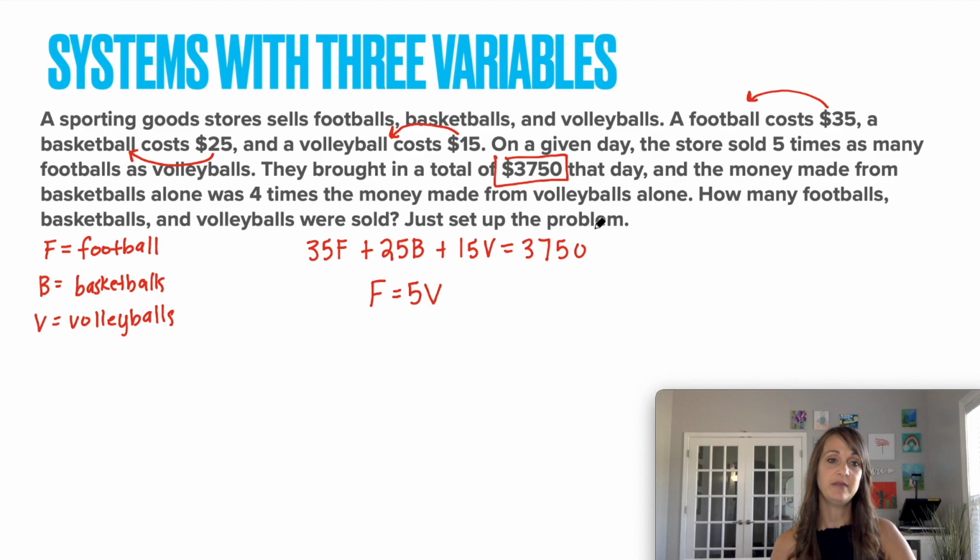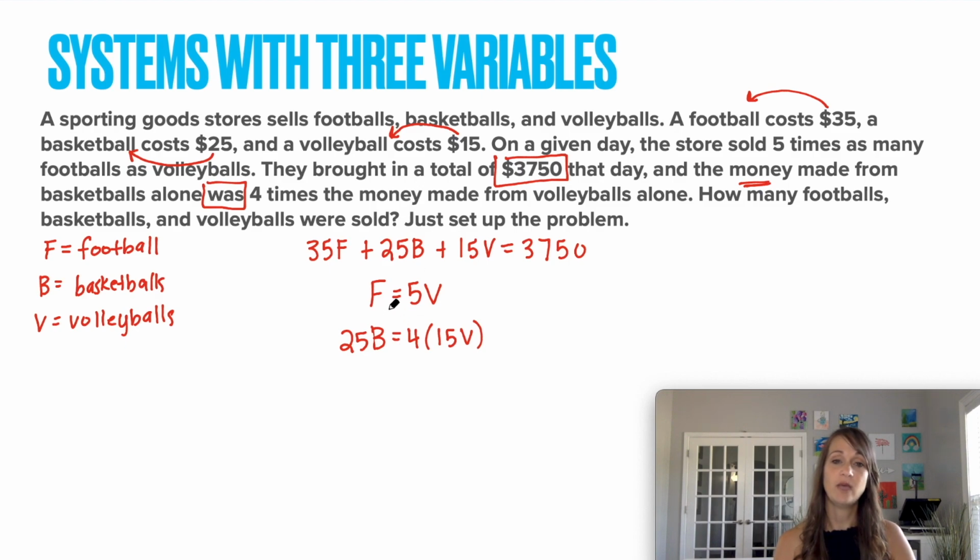Now, the next one said the money made from basketballs alone was 4 times the money made from volleyballs. This is a little different because they use the verb was. Anytime they use the word is or was, a lot of times you can automatically put in equals there. You can't just say basketballs alone because it's talking about the amount of money made, so you have to write 25B equals 4 times the money made from volleyballs. You made $15 for every volleyball, so that's why it's 4 times the amount of money.